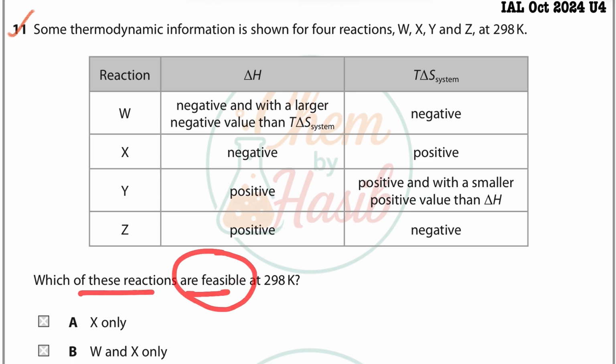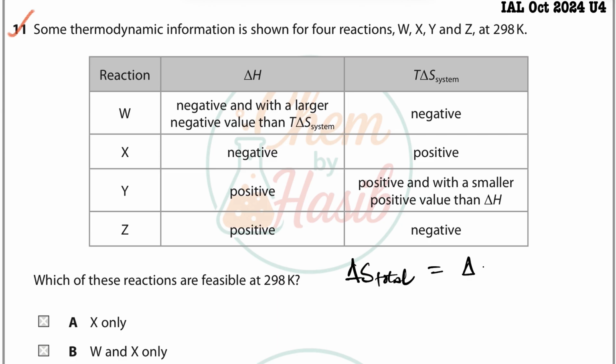In order to determine feasibility, you need to check whether the total entropy change, del S total, is positive or not. Del S total equals del S system minus delta H divided by T, right? So we need to figure out whether del S total is positive or negative. If it is positive, then it's feasible. If it's negative, then it's not feasible.